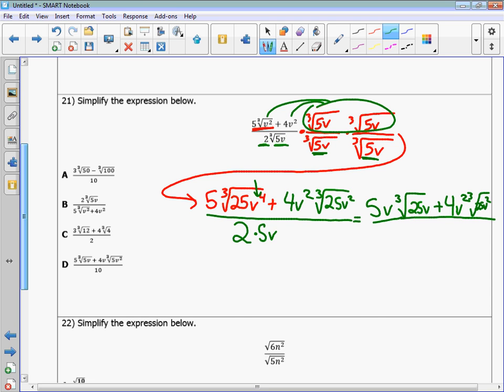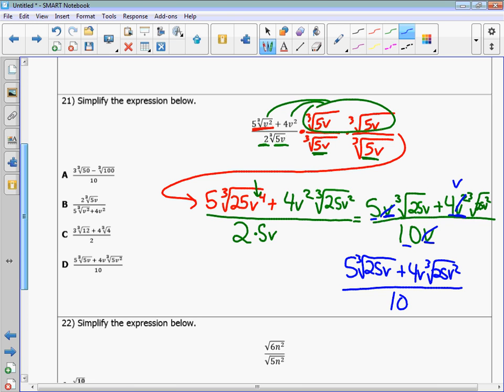Those, I can't divide all of them by the same number, but I have a b here, b squared and a b in the denominator. Divide them all by b. And you're left with 5 cube root 25b plus 4b cube root 25b squared all over 10. You guys can do this. It's not an easy problem, but you can do it. Play it back again if it's confusing.